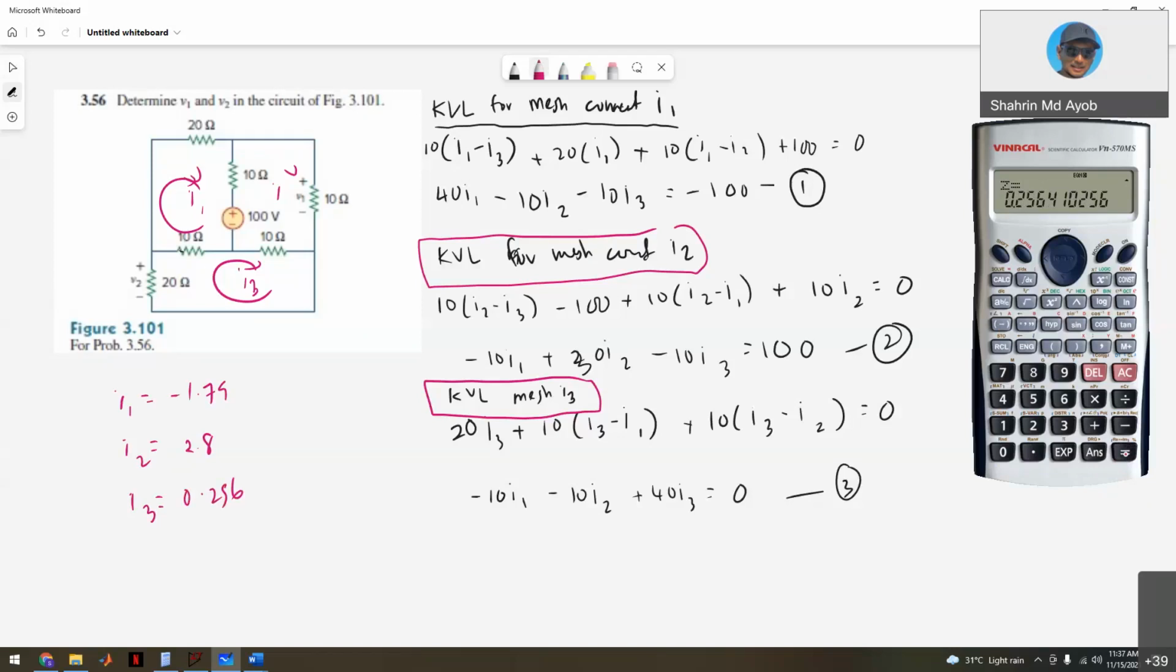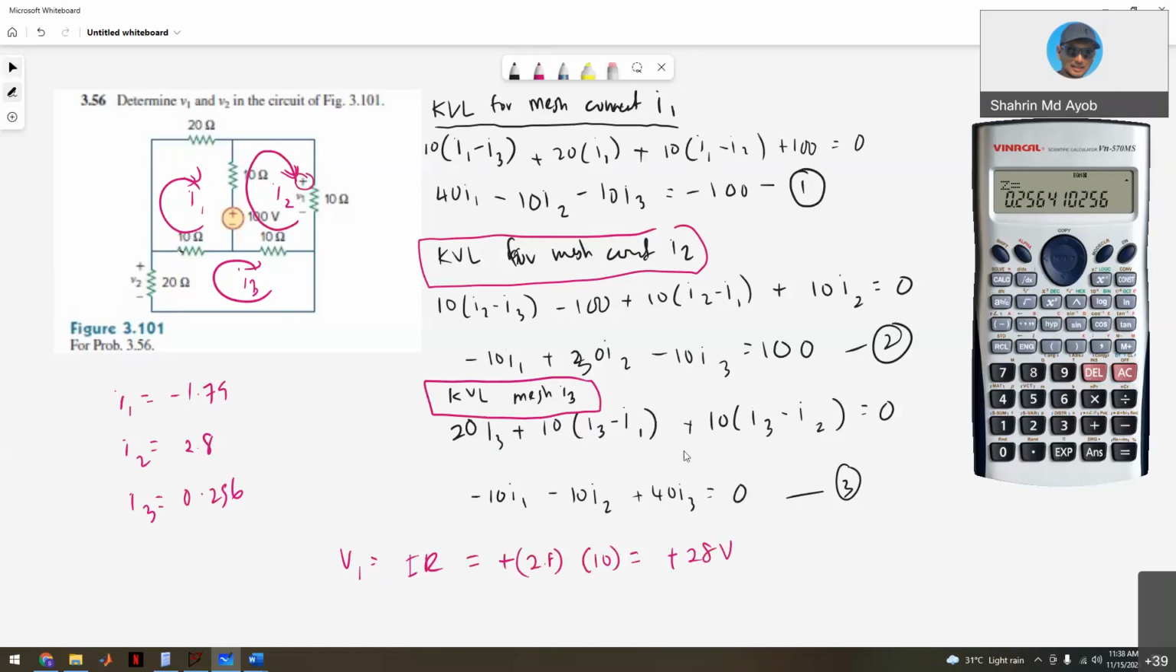So right now we go to answer the question. What is your V1 and V2? Okay, so we go for V1 first. So the mesh current direction is like this. So for V1, IR. Right now your current is I2, and the mesh current that we assume is actually entering the positive terminal. So positive, and the value is 2.8, multiplied with the value of the resistor. So it will become positive 28 volt.